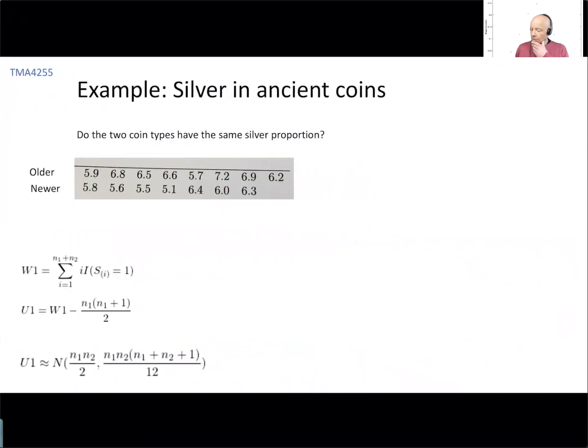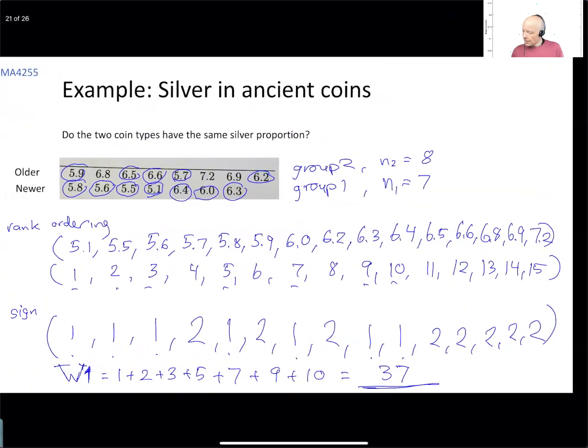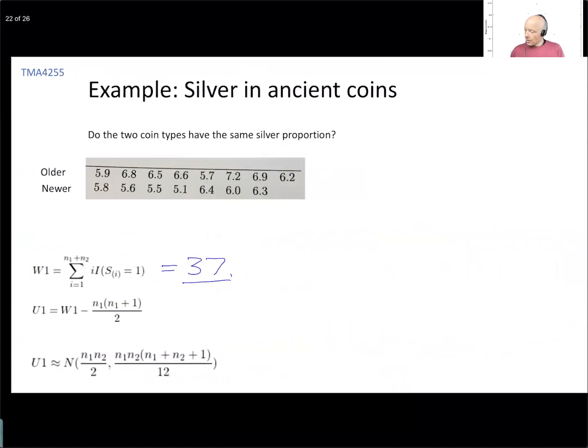So W1 is 37. Is this very large or is it small? It might appear small, does it? Because it seems like the ones get relatively small ranks, but then there are some ones higher up. And remember, there's one less in group 1, so perhaps it's natural that they don't spread out to the very top.